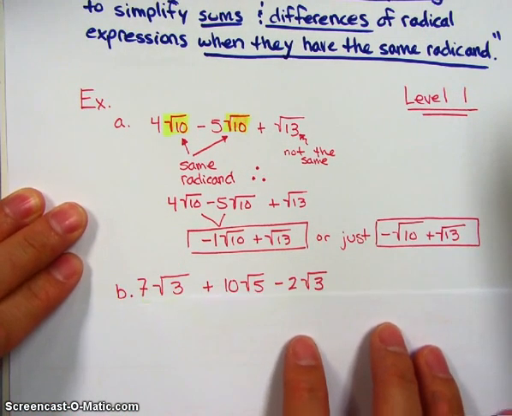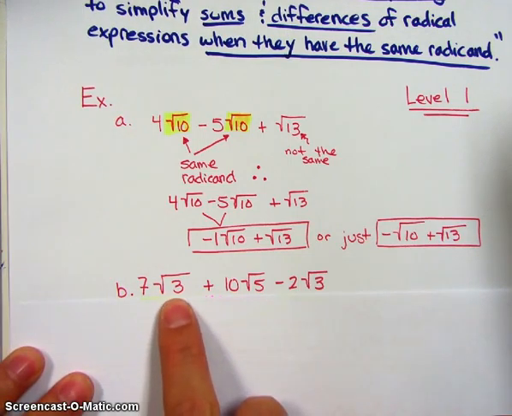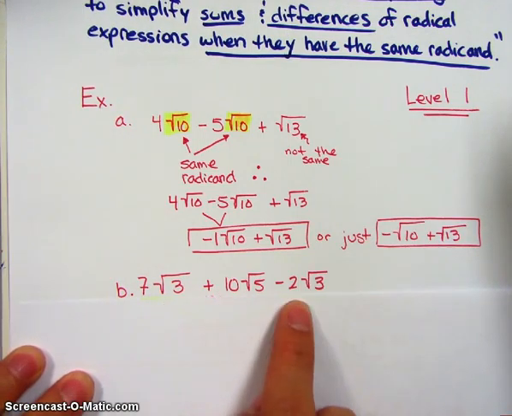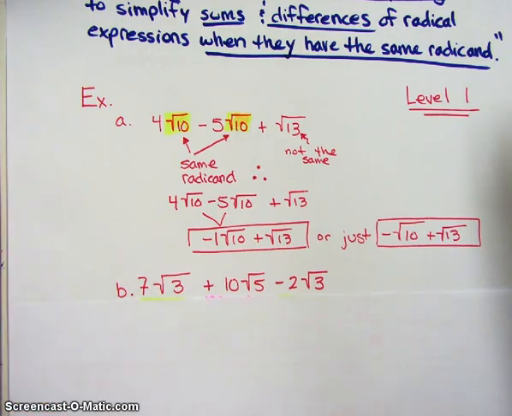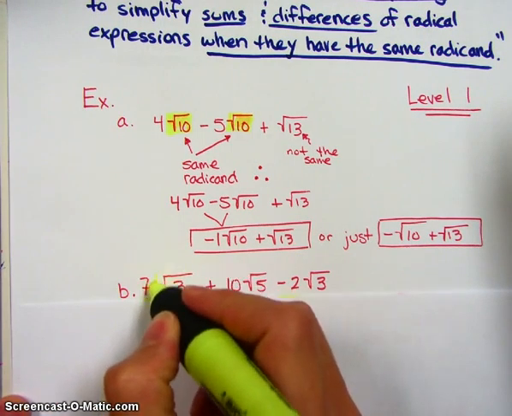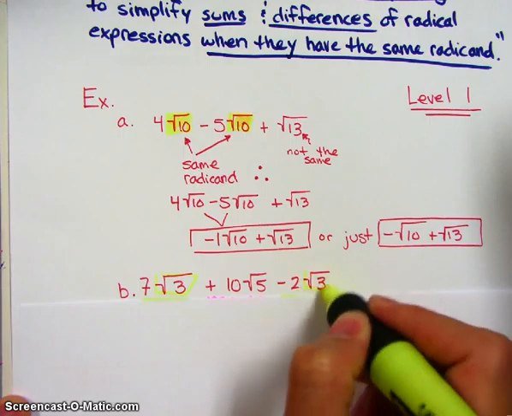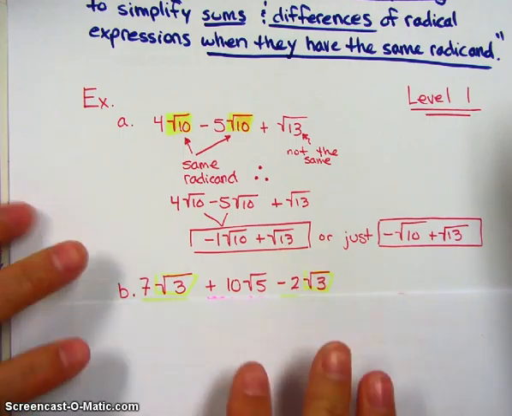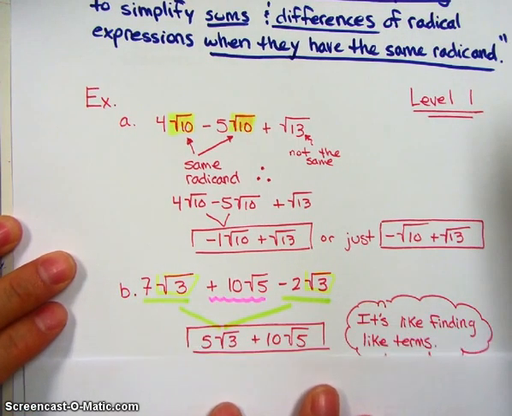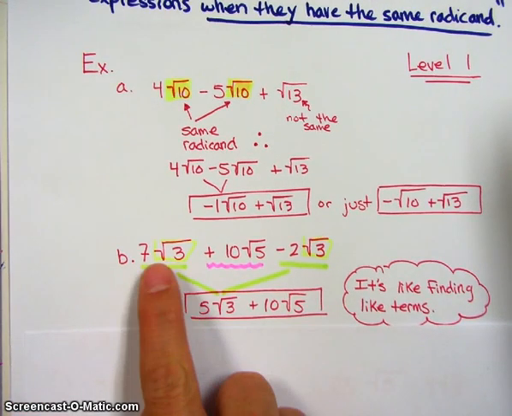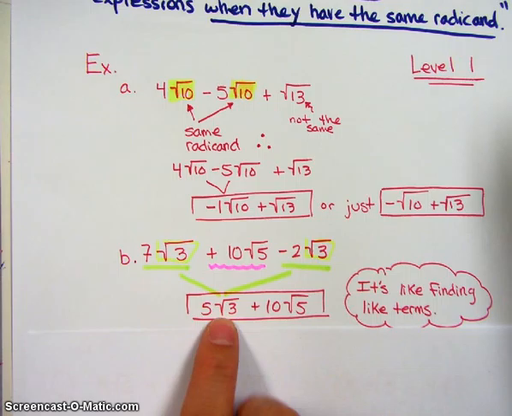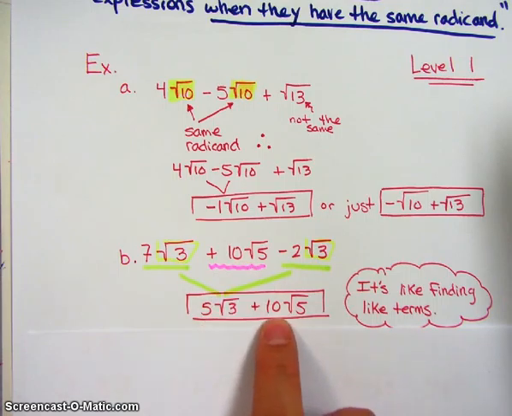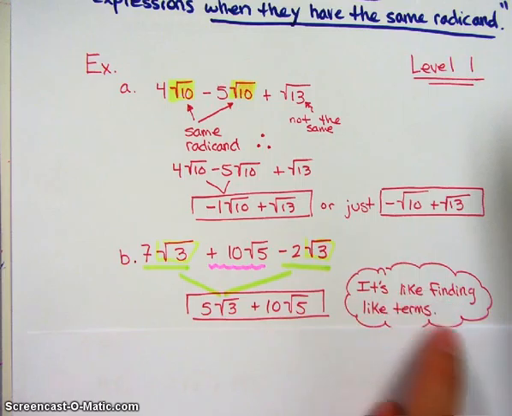The one below. I have 7 rad 3 plus 10 rad 5 minus 2 rad 3. I kind of mixed them up here for you, but you can see that these two, 7 rad 3 and negative 2 rad 3, both have the same radicand. So guess what? Those are the two that can combine. You just take the number in front: 7 and negative 2 combine to give you 5, so you get 5 rad 3. And then this one is all by itself, so I leave it, 10 rad 5. So again, it's like finding like terms.